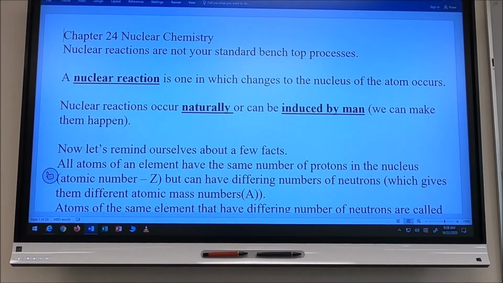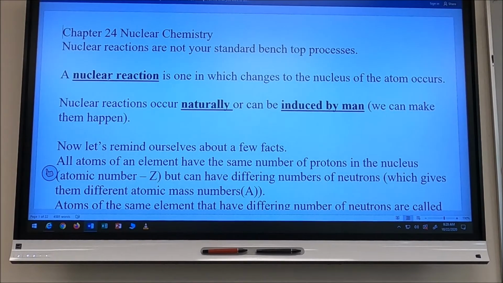Last chapter, guys, nuclear chemistry. Now, nuclear reactions are not your standard chemistry, and I can't do any nuclear reactions in the lab with you. I'm sorry, they won't let me build my own thermonuclear device or my own radiation center here. I don't know why, but they won't.